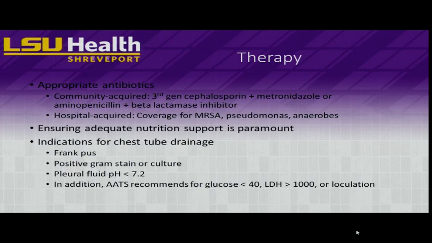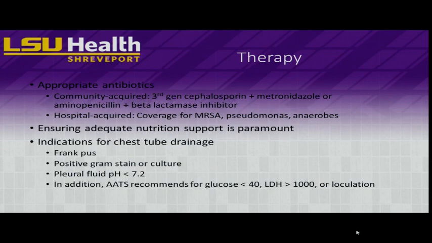AATS guidelines would say if you get frank pus, you need to drain the pleural space. If you have a positive gram stain or culture, you need to drain the pleural space. If you have properly collected the pleural fluid pH and it's less than 7.2, again, that suggests a pleural space infection that's not going to resolve with antibiotics alone.